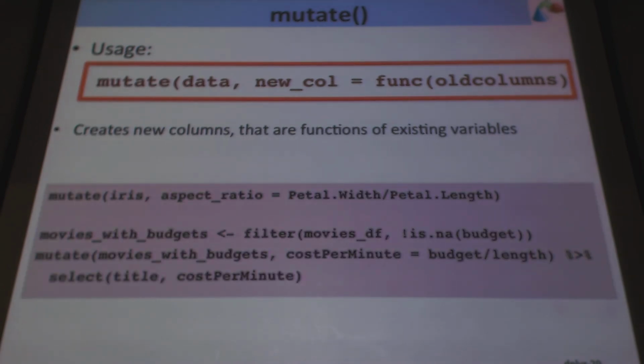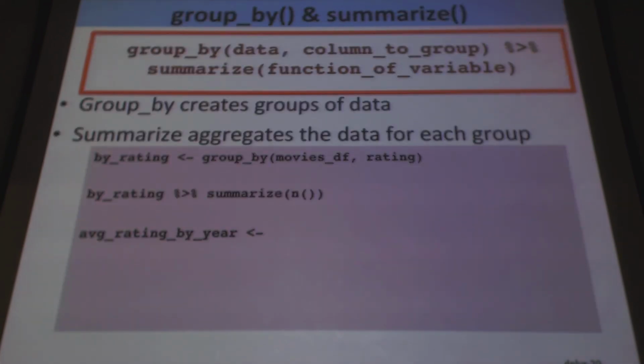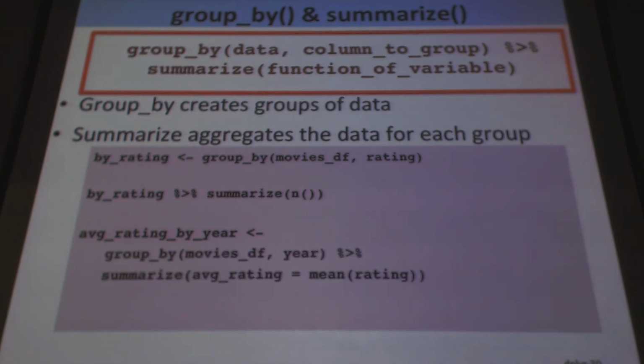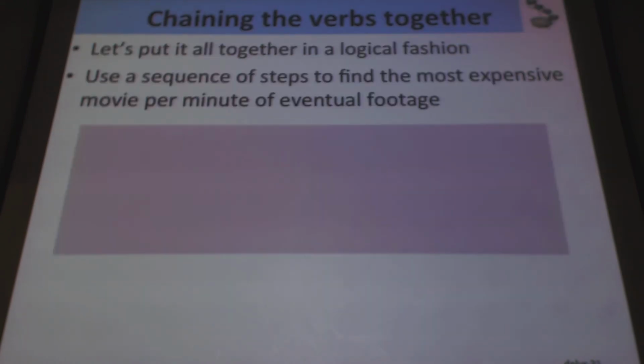So maybe I created a new column here called aspect ratio, which is my petal width divided by petal length. So your data frame now has an extra column that it did not have before, and so on. And then you can group by rating, you can group by year. So now you're quickly able to group it and then do a lot of operations on that, summarize and get to one level.